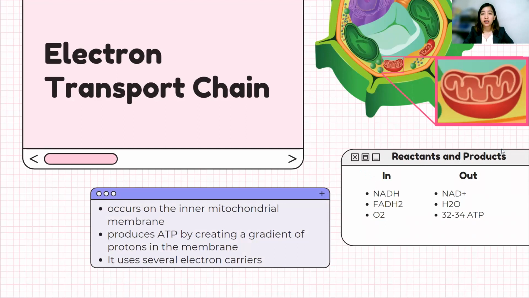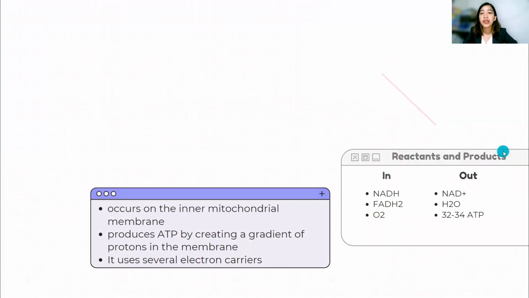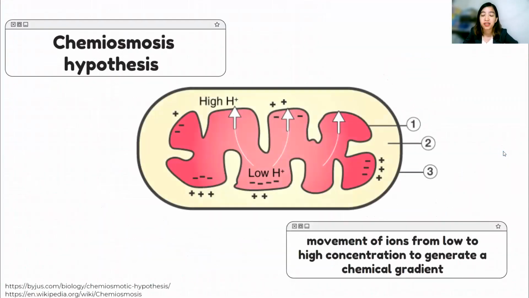So, bago natin i-discuss yung mga steps ng electron transport chain, allow me to discuss to you yung chemiosmosis hypothesis. Sinasabi dito na movement of hydrogen ions is from low to high concentration to generate the chemical gradient. Ang nangyayari kasi, inside the membrane, kapag mababa na yung concentration ng hydrogen, pumupunta siya sa kung saan mataas yung concentration. So, from inside, it will go outside.